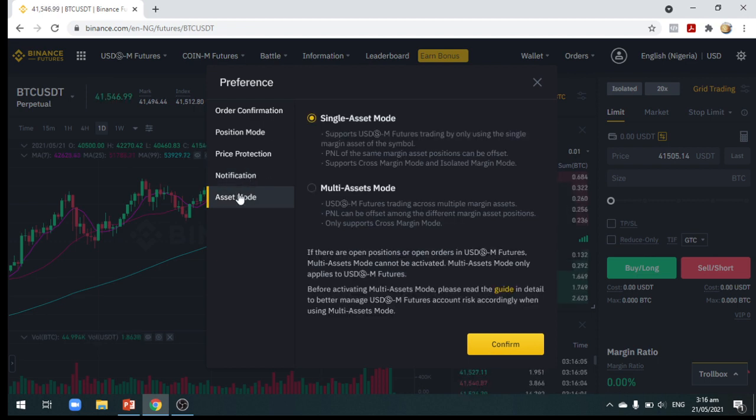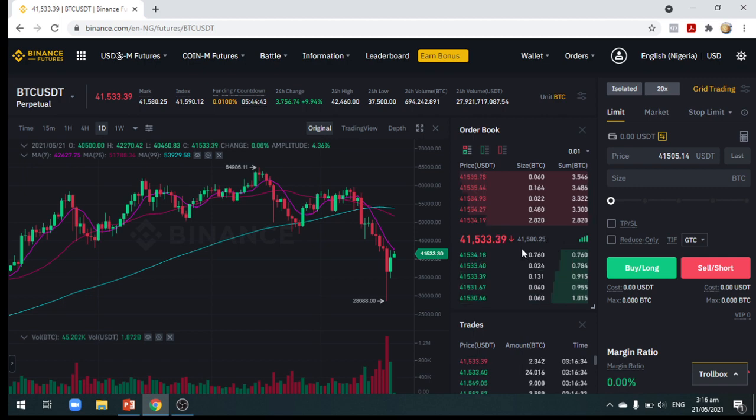So you also have the asset mode, where you have the single asset mode, which supports the stablecoin margin futures trading, where you have profit and loss of the same margin asset positions can be offset and all that. So you have the multi-asset mode here. You can decide to choose between these two positions, and whatever your choice, you click confirm, and then you're done with that. Okay, so now that you've set your preferences, let me talk about grid trading before I go on to talk about the types of orders.